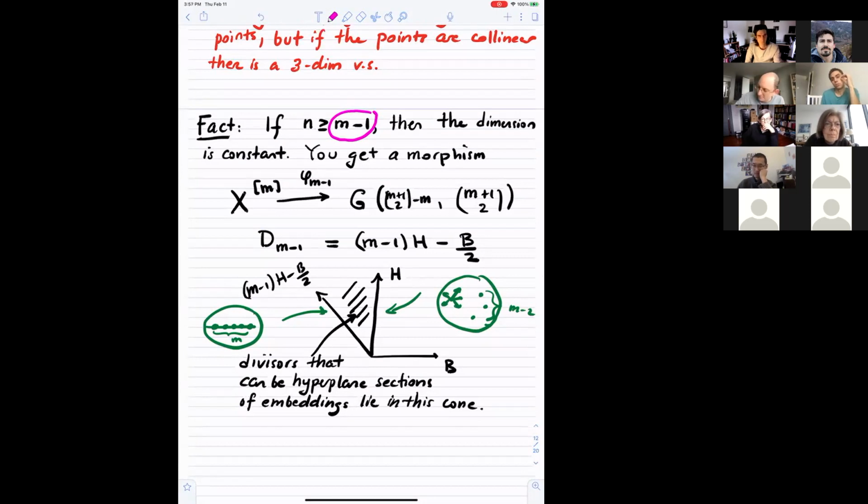hyperplane sections of embeddings. And it turns out that you can compute these things. When n is equal to m-1, you get the extremal map. So it's not an embedding in that case. It does contract this locus of points that lie on a fixed line, m points that lie on a fixed line. And from there, you can conclude that anything that's the hyperplane section by an embedding has to lie in this cone. And that's precisely the cone in which they can lie.